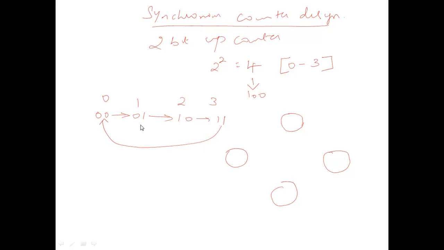And the first state is 0, 0. So in this circle you will have 0, 0. Next, from 0, 0 it goes to 0, 1 on every count, on every clock pulse. So you are not having any condition for this transition. We call this a state transition. This arrow is there, no? This we call a state transition.